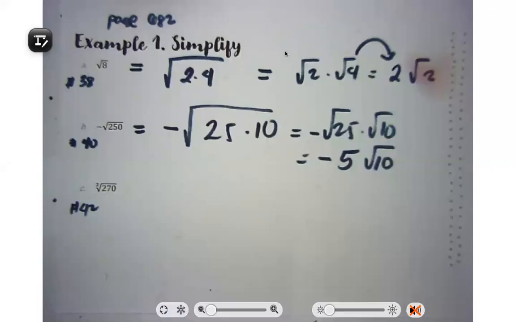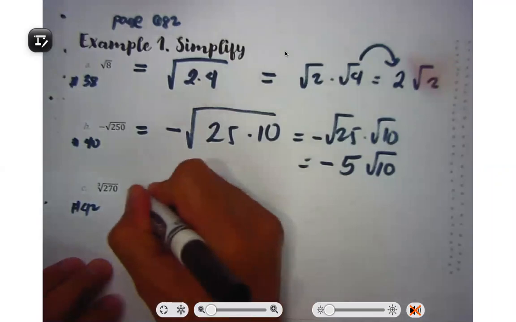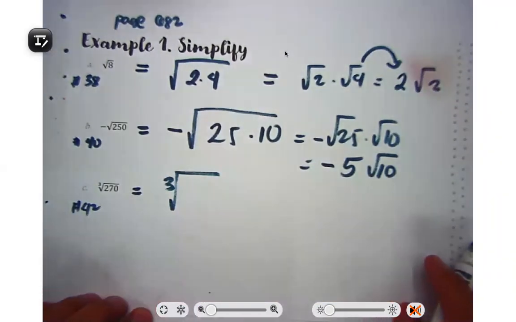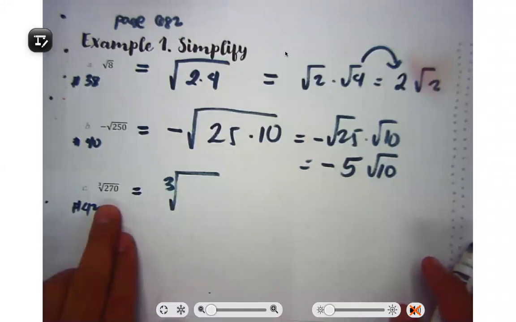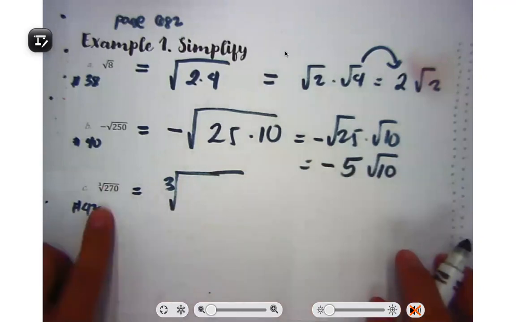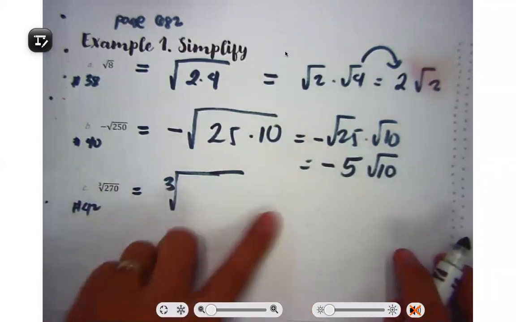We have the cube root of 270. We can rewrite this into the cube root of the product of two numbers, which is 270. One of them should be a perfect cube. Remember that our index here is 3. So what are those factors of 270?